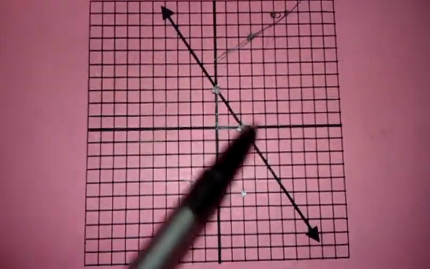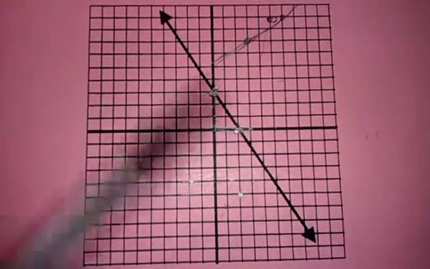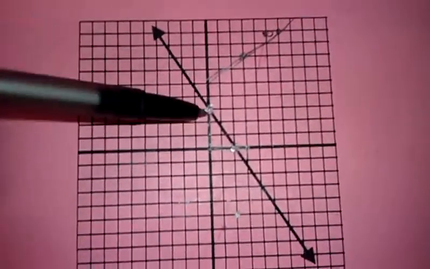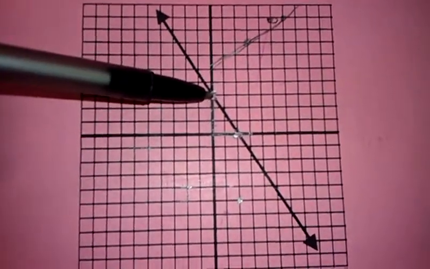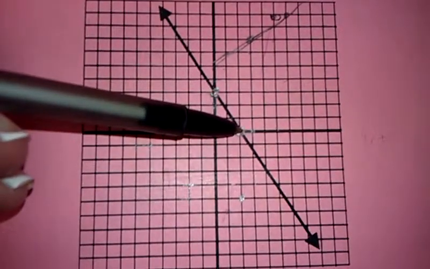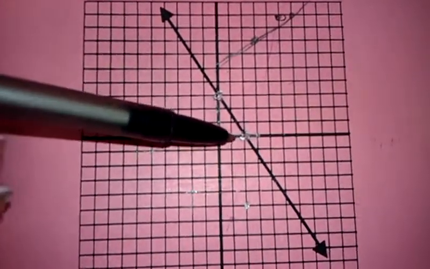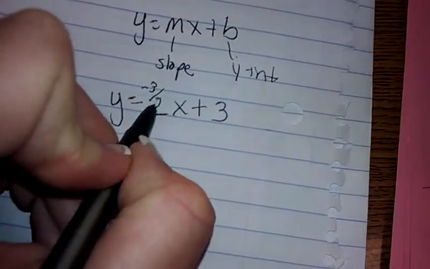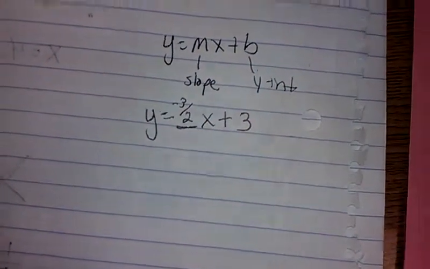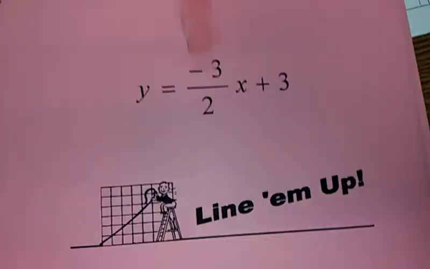This line is decreasing, so it's going to have a negative slope. From left to right, it's going down. I start here, and I'm going to count how many down and how many over to that x-intercept. Down 1, 2, 3, over 2. So my slope is negative 3 over 2. So that card I go and find, negative 3 halves x plus 3.